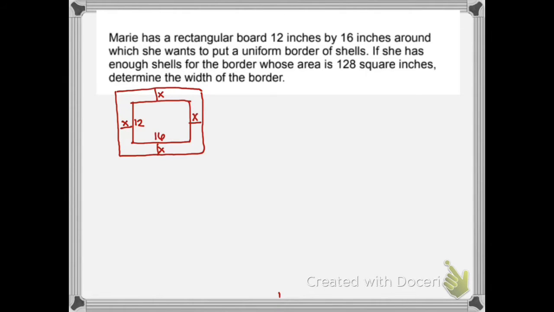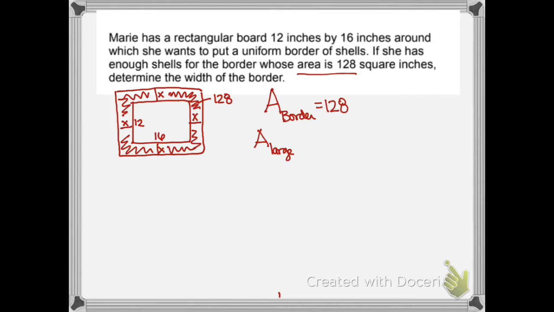And it says the area is 128. So the area of this border is 128, which is just this part. So we need an equation for that. So we can go with the area of the border. And to find the area of the border, we're going to find the area of the whole rectangle and subtract the area of the small rectangle, the part in the middle that we don't want.